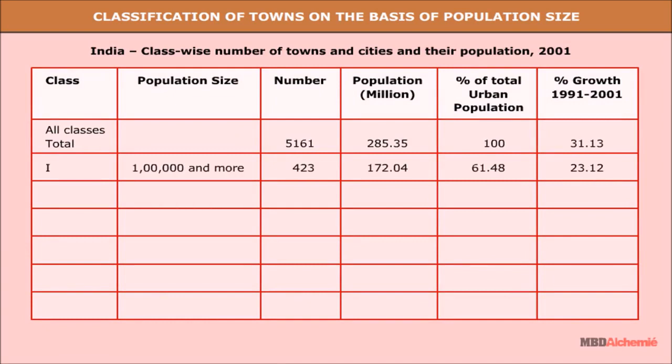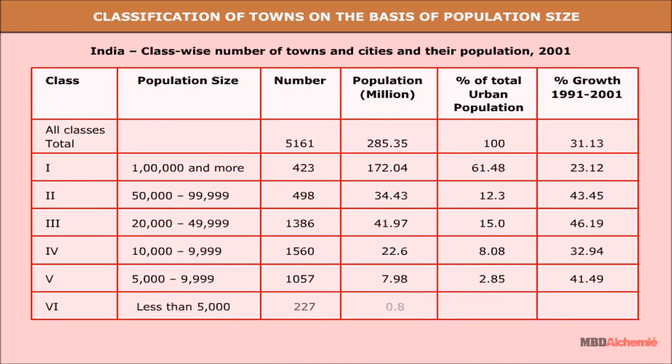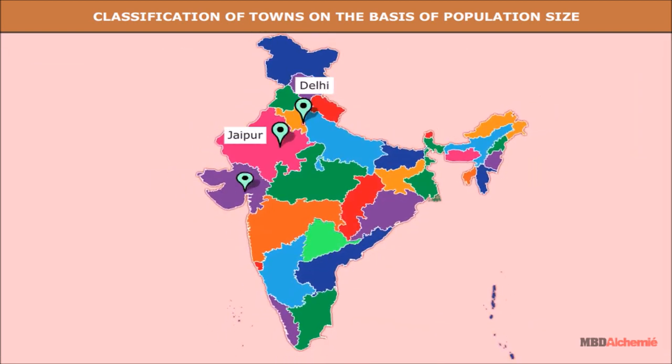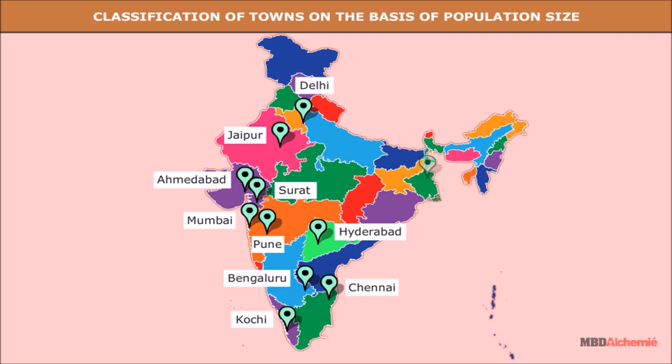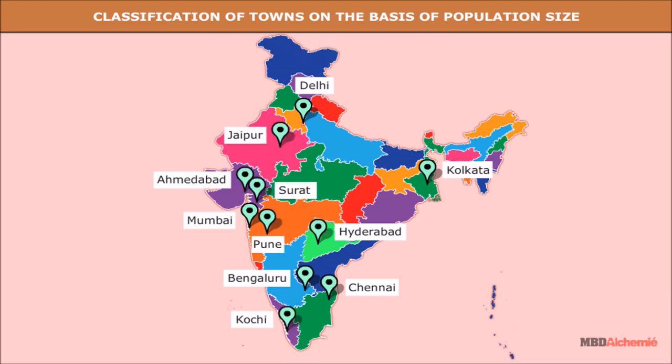Classification of towns on the basis of population size. Census of India categorized urban centers into 6 classes as presented in the table. An urban center with population of more than 1 lakh is called a city or class 1 town. Cities accommodating population size between 1 to 5 million are called metropolitan cities, and more than 5 million are mega cities. Majority of mega and metropolitan cities are urban agglomerations.